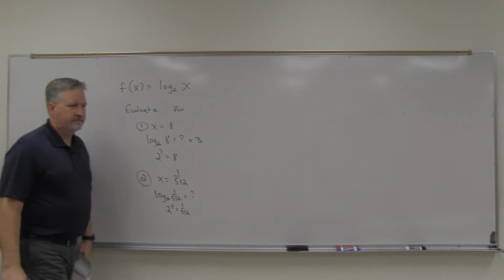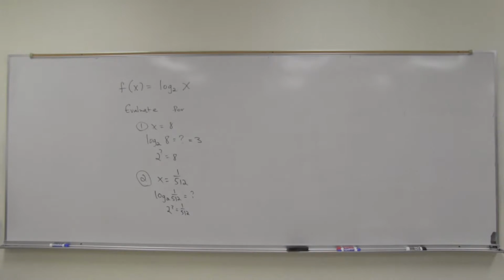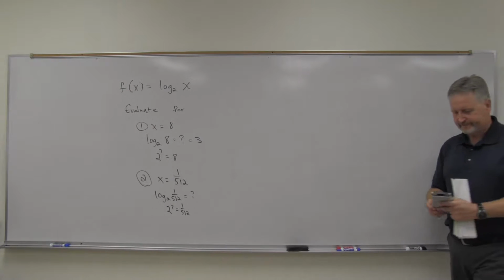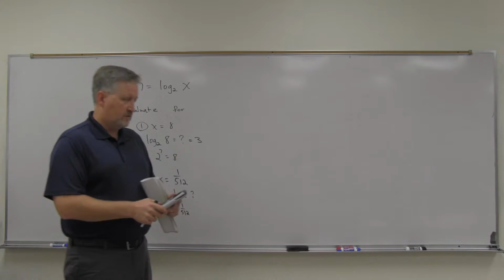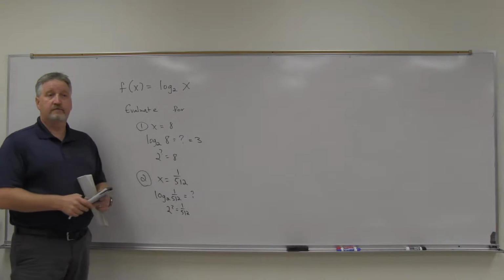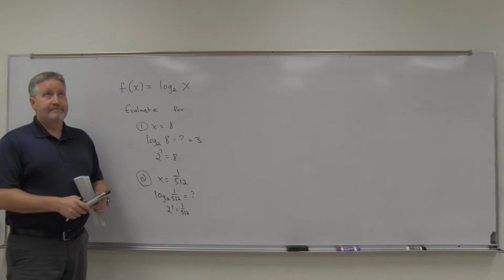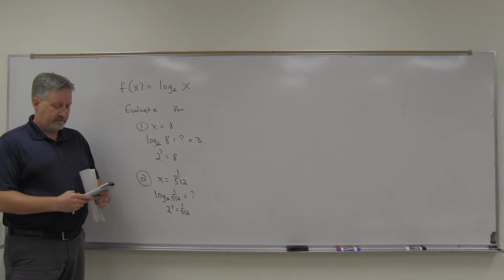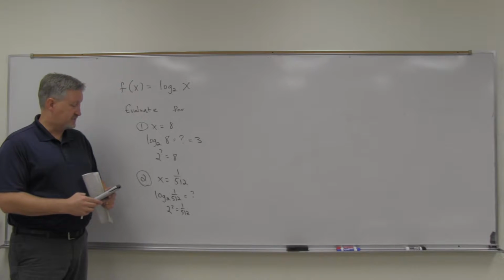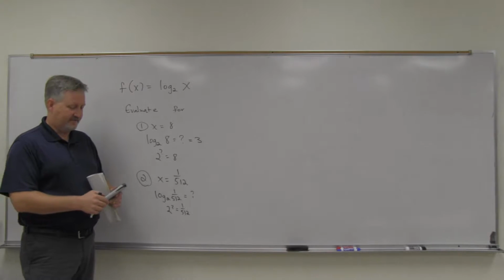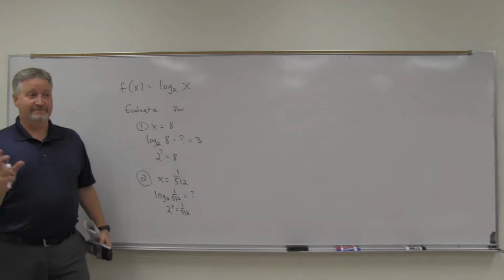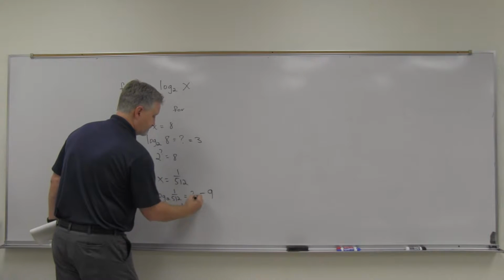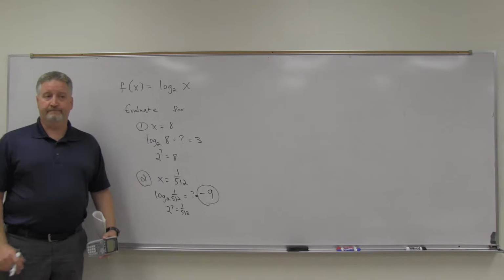Is there a power of 2 that gives me 512? It's bigger than 5. 2 to the 7th is 128. 2 to the 8th is 256. 2 to the 9th. It's 9. 2 to the 9th, yeah. So yeah, 2 to the 9th is 512, so what's the answer here? Negative 9. So the value here is negative 9.